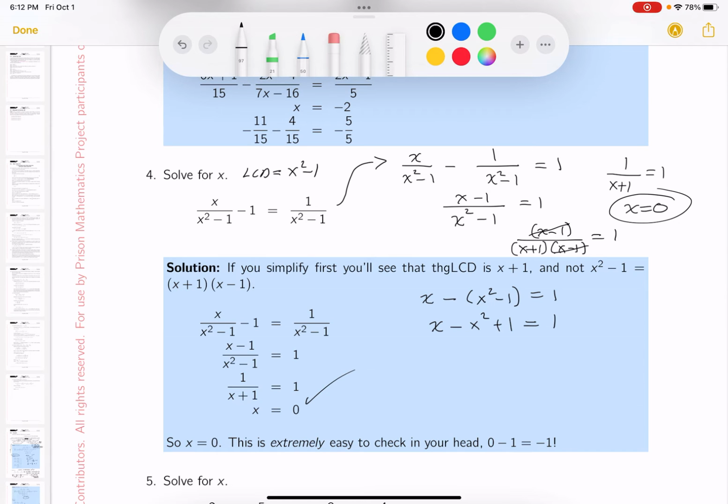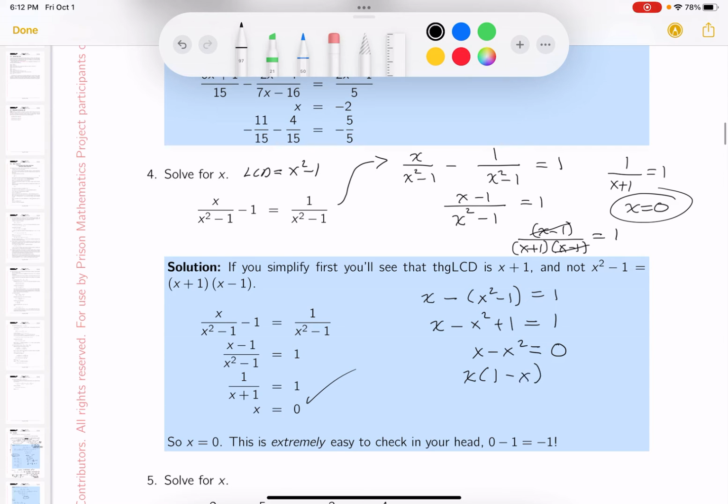There's a point to this. I would subtract 1 from both sides. I would get x minus x squared equals 0. I would factor, and what do you get? x times, I'm sorry, I made a mistake there. You get x times (1 minus x) equals 0. Well, if you weren't thinking, what would you say? Oh, x equals 0 or x equals 1.